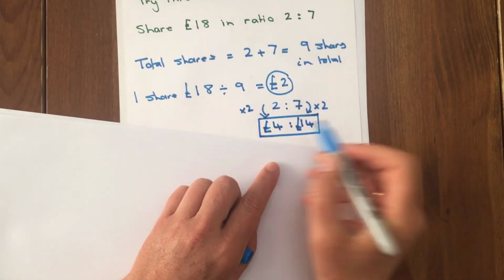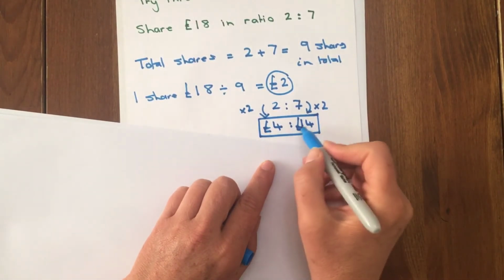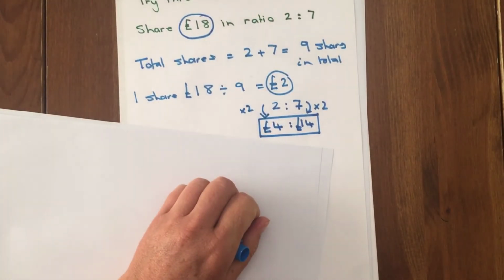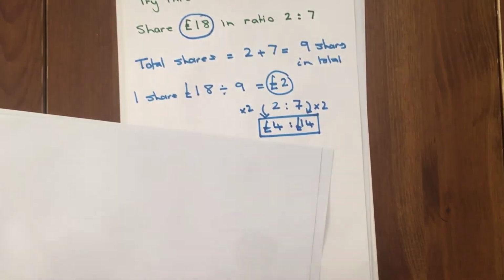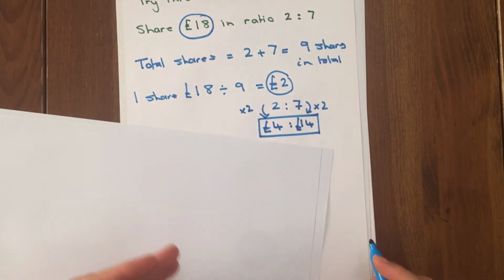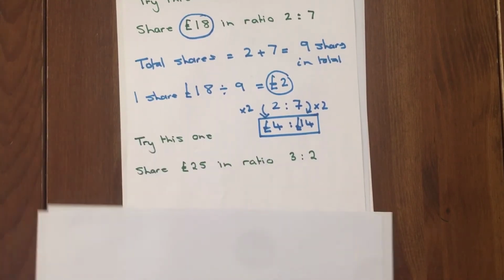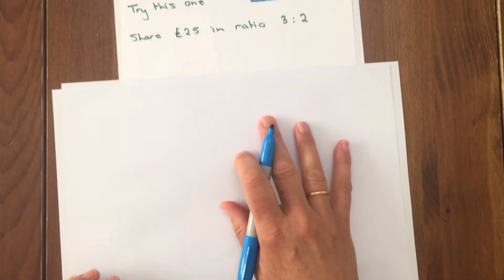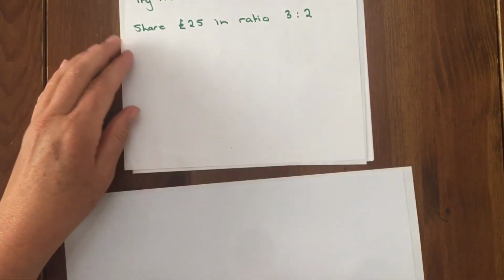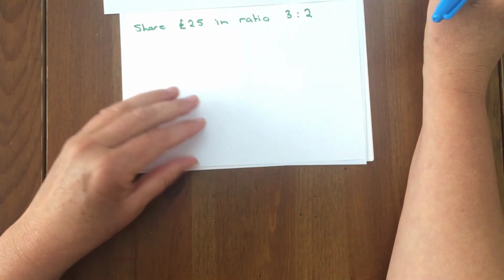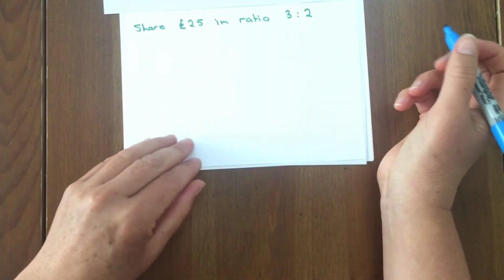How do I check it? I add them up and they should come to £18, which they do. Okay, I hope you understood that. If not, look at it again, rewind the video, play it one more time to yourself. Right, have one more go at this one. Okay, so try this one now on your own and let's see how you get on with this one. So pause the video and try this one.